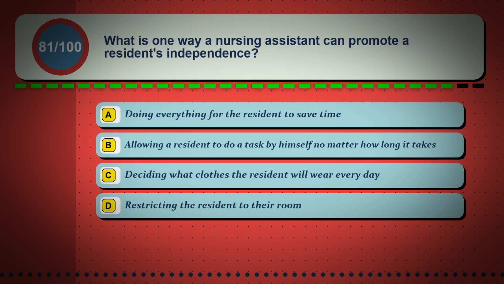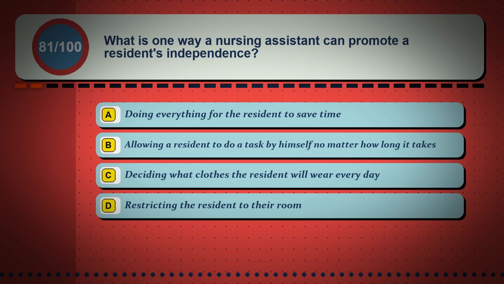Question 81. What is one way a nursing assistant can promote a resident's independence? Option A, doing everything for the resident to save time. Option B, allowing a resident to do a task by himself no matter how long it takes. Option C, deciding what clothes the resident will wear every day. Option D, restricting the resident to their room.